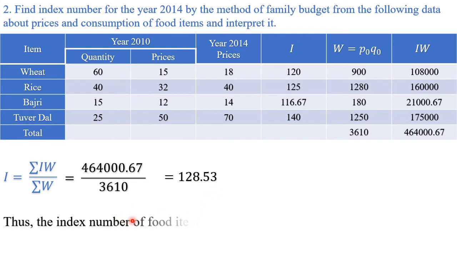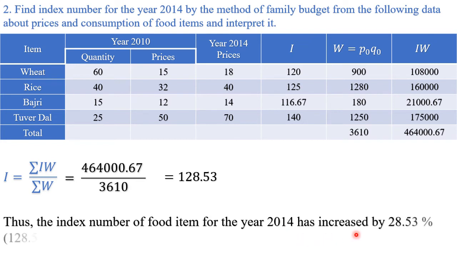How will we interpret it? The index number of food items for the year 2014 has increased by the difference of 128.53 minus 100, that is 28.53%, compared to the year 2010. This is how you interpret it. Here the interpretation is specifically given, and even if this is not given, always write this kind of statement when you are solving an index number question.